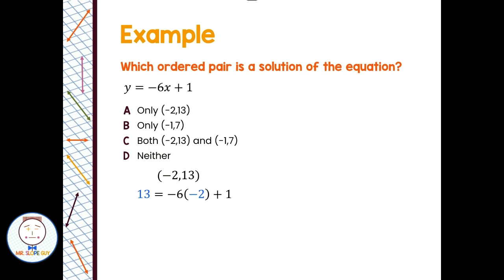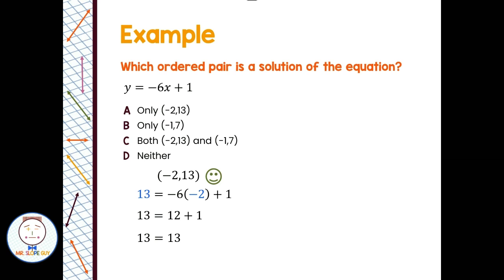unless, of course, it's like the 13 where it's the only thing on that side. So negative 6 times negative 2 is 12. And 12 plus 1 is 13. So happy face. That point worked great. So one solution is negative 2, 13. And let's check our second point.